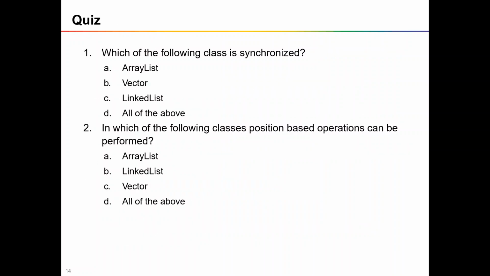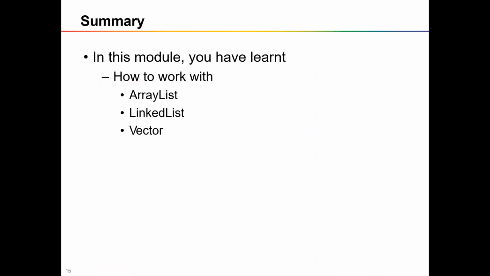So which is the synchronized class? So here vector is a synchronized class. Which of the following classes support position based operations? So all the three list classes are position based in Java. So far we discussed array list, linked list and vector in collection class.